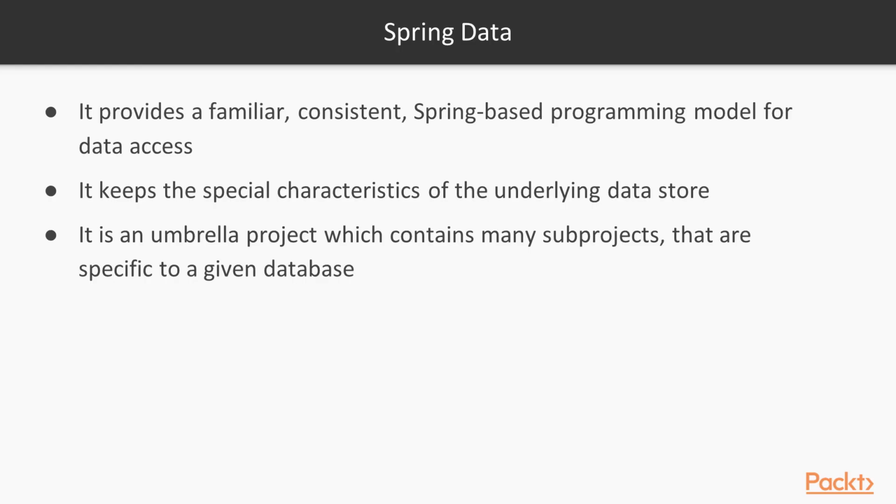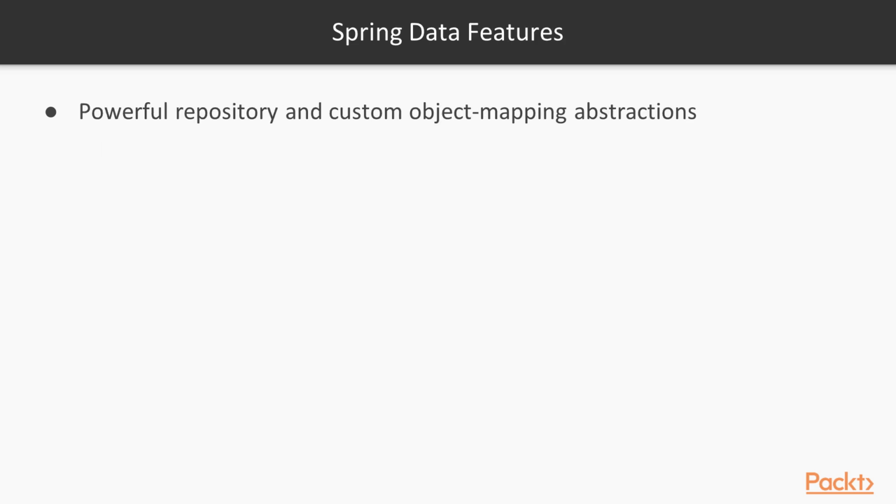Spring Data is used to provide a familiar and consistent Spring-based programming model for data access, and it keeps the characteristics of the underlying data store. It is an umbrella project which contains many sub-projects that are specific for a given database, for example MySQL or Postgres. Spring Data features powerful repositories and custom object mapping abstractions.